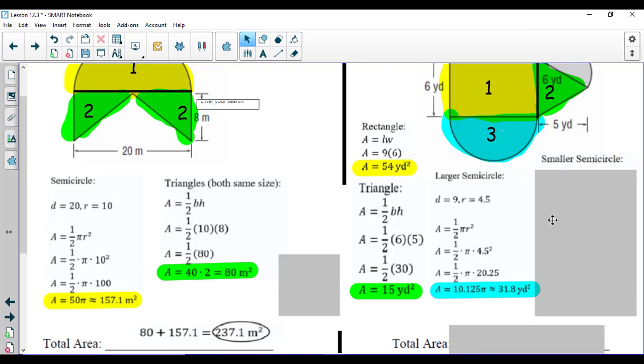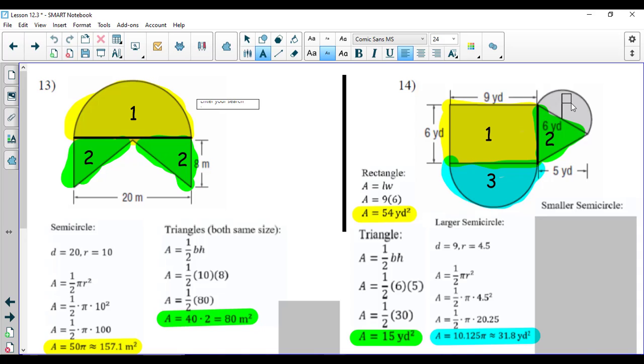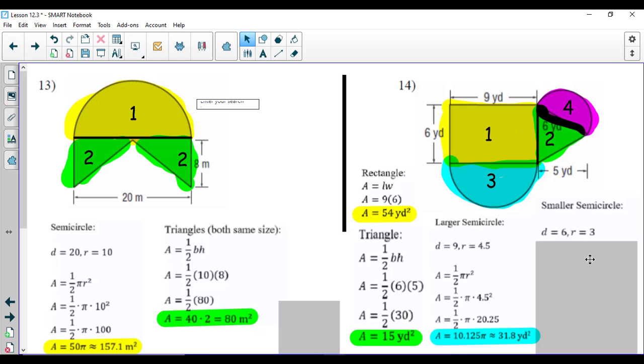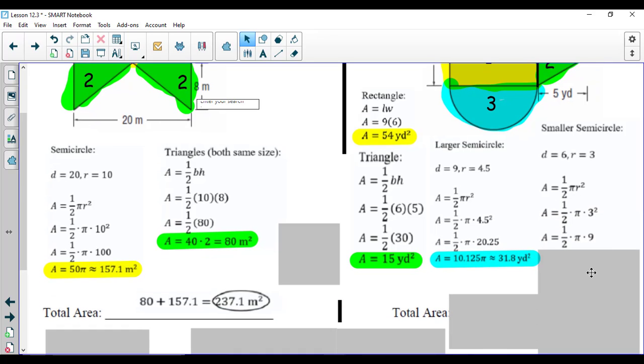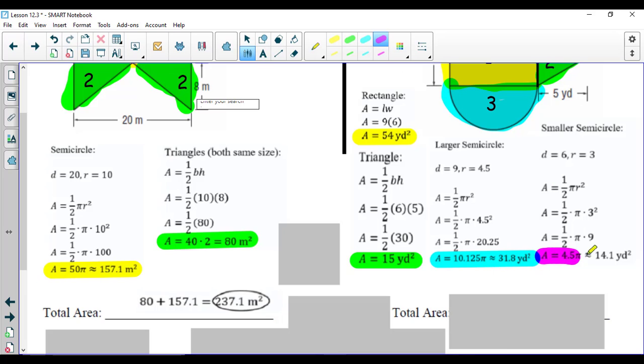And then finally we're going to have the smaller semicircle, which I'm going to call region 4, and I'll highlight this one in that pinkish purplish color. Now the diameter of this semicircle, I already said it, and it's kind of hard to see now that I highlighted here, but that is this 6 yards. It's kind of like where that black wiggly line is. So our diameter is going to be 6 yards, and that means our radius is half of that, so that would be 3. So we'll do half pi r squared, which will be half times pi times 3 squared. Half of 9 is 4.5, so it will be 4.5 pi, which is approximately 14.1 yards squared, and that's for our smaller semicircle.